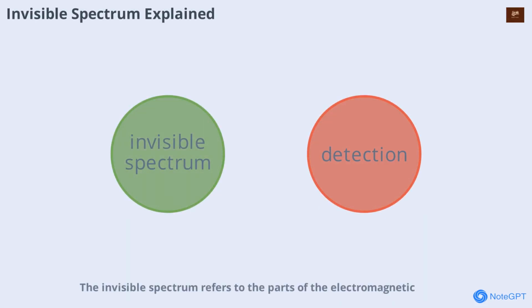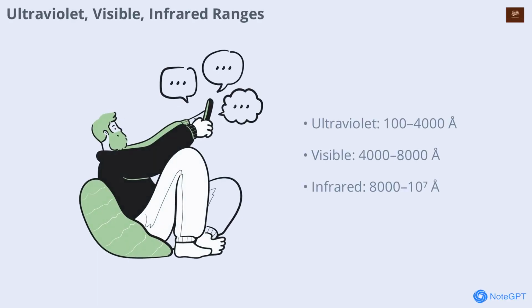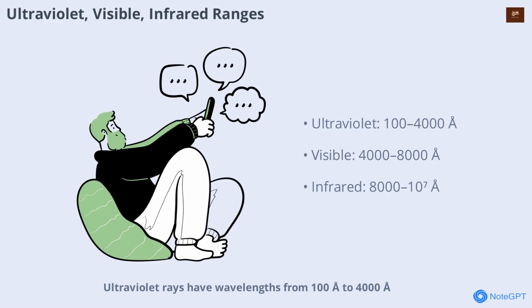The invisible spectrum refers to the parts of the electromagnetic spectrum beyond the red and violet ends of visible light. We can detect these radiations using special experiments, like observing chemical changes in silver chloride for ultraviolet or temperature rise for infrared. Ultraviolet rays have wavelengths from 100 Å to 4000 Å, visible light from 4000 Å to 8000 Å, and infrared from 8000 Å to 10^7 Å. Each region has unique properties and uses, from sterilization to remote controls.